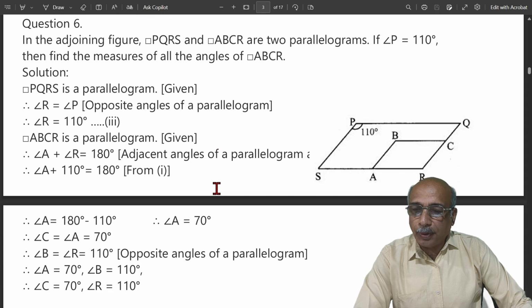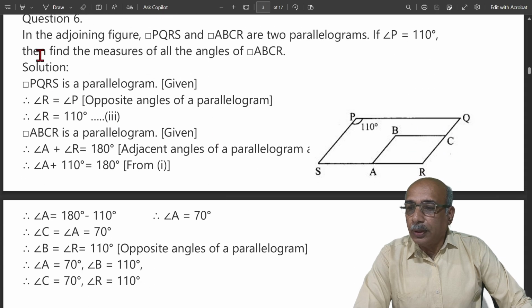Next problem we will move to. In the figure, quadrilateral PQRS and quadrilateral ABCR are two parallelograms. If angle P equals 110 degree, then find the measure of all the angles of quadrilateral ABCR. So quadrilateral PQRS is a parallelogram. So angle P is congruent to angle R, that equals 110 degree.